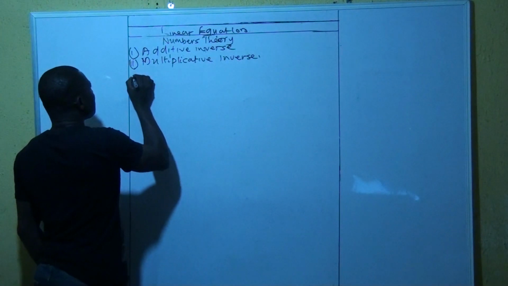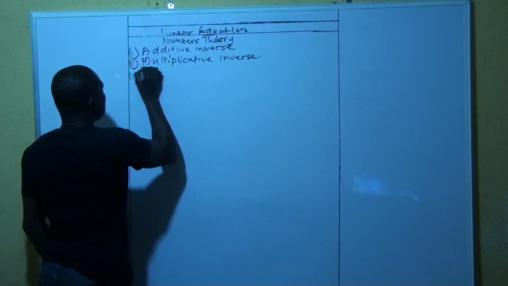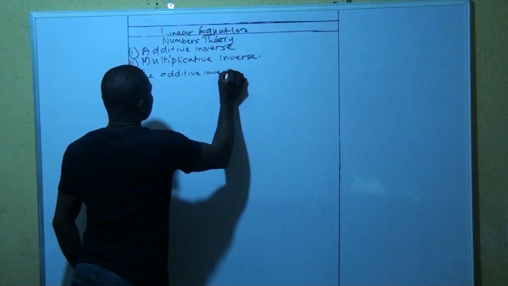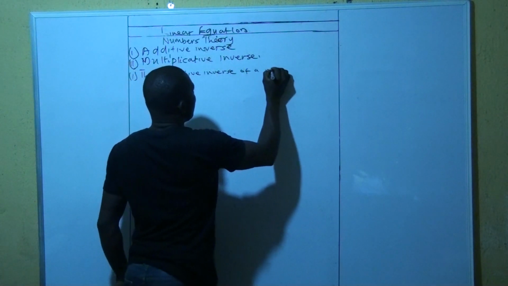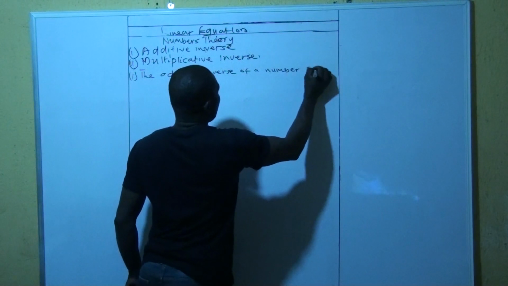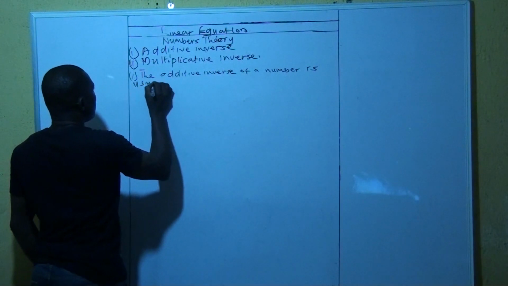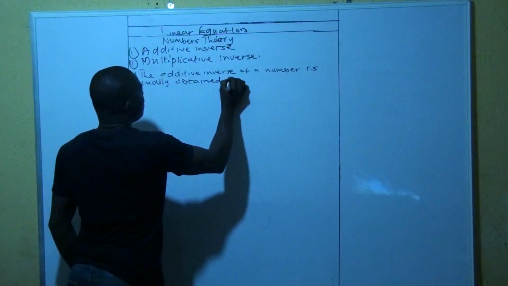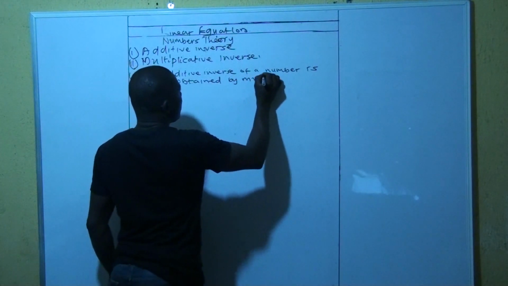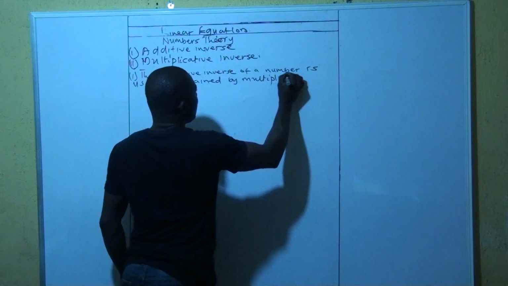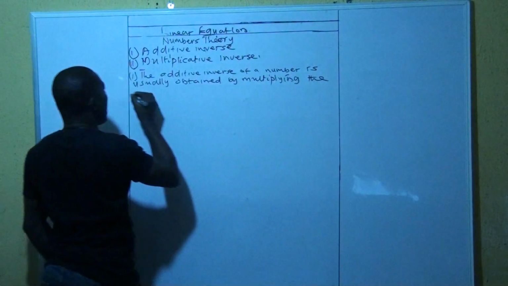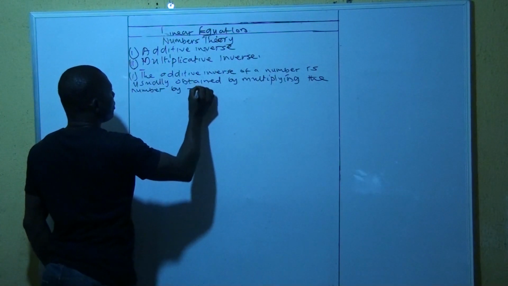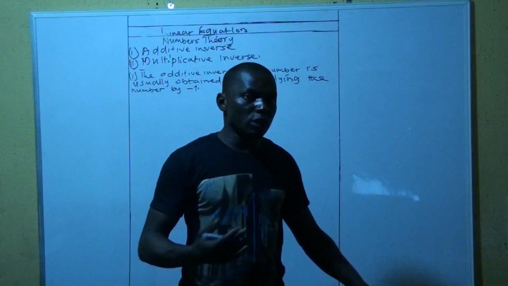The additive inverse of a number is usually obtained by multiplying the number by -1. By what? -1. Okay, this is just a definition.